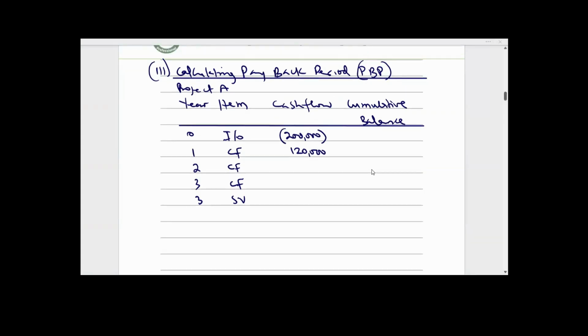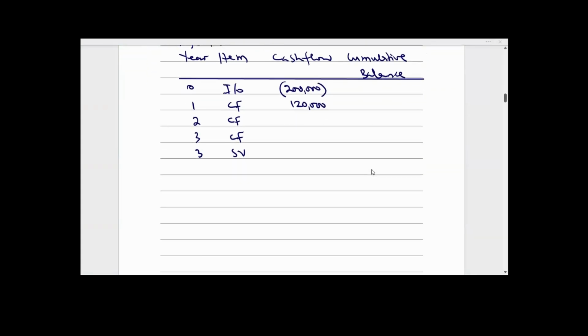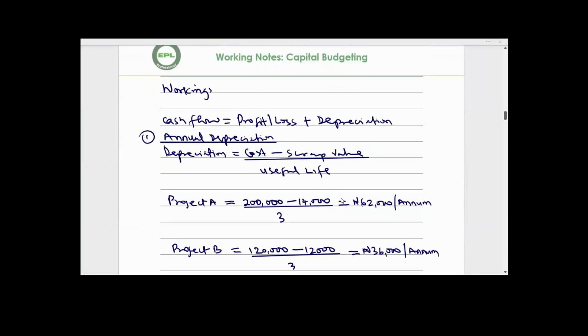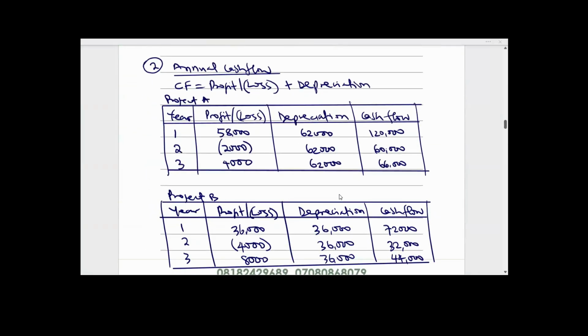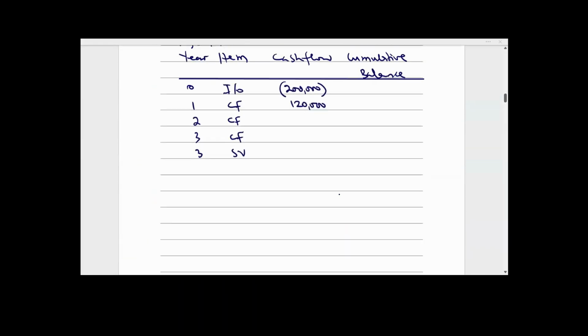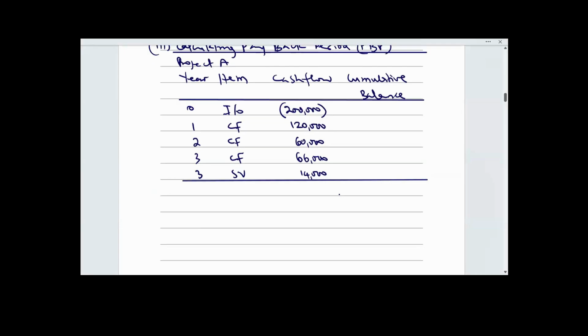All right. Then cash flow for year 2, we calculated 60,000 and then 66,000. Then scrap value for project A is 14,000. Now, we want to recover this 200,000. We want to know, when is the company going to recover this 200,000 naira invested?